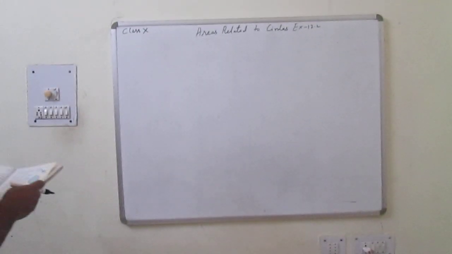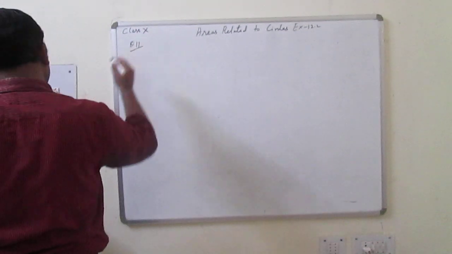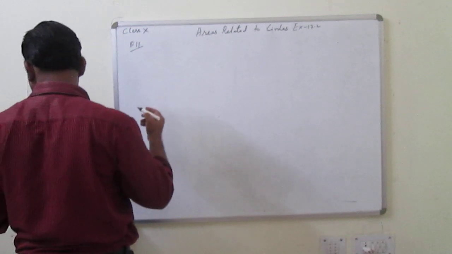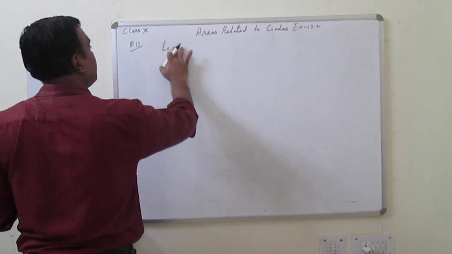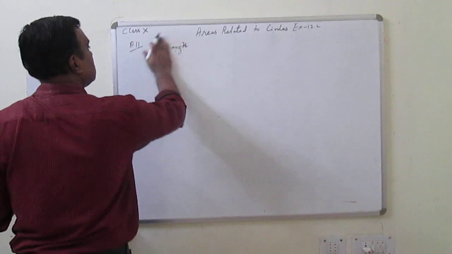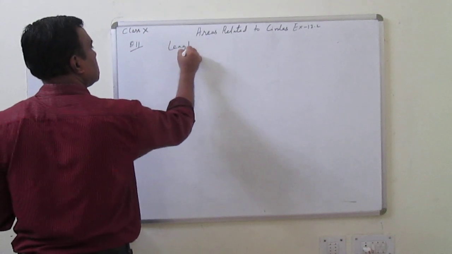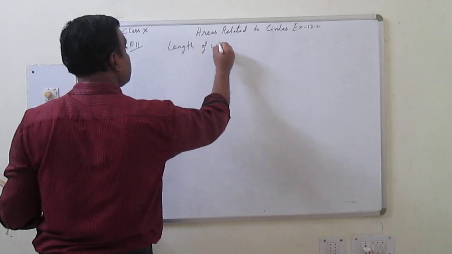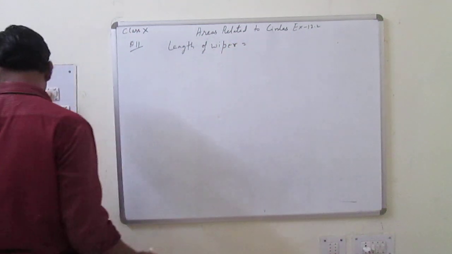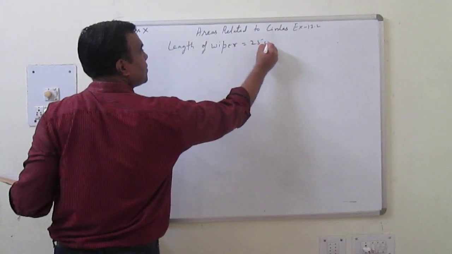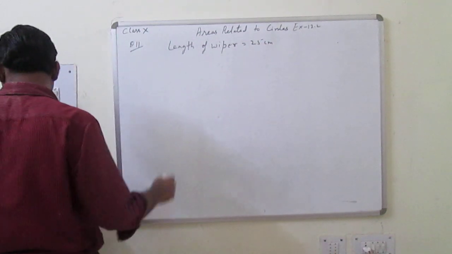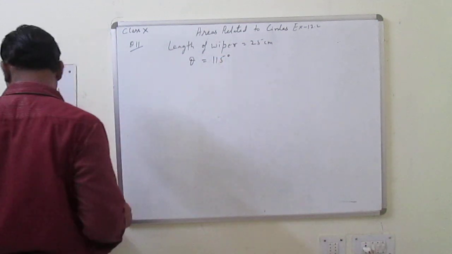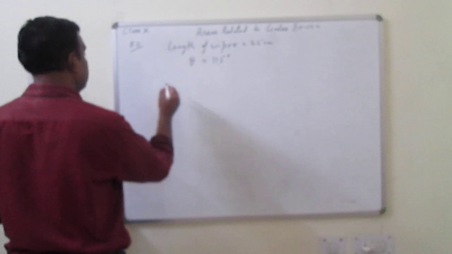Question number 11. A car has two wipers which do not overlap. Each wiper of each blade has a length of 25 centimeter. The angle made by each wiper is 115 degree. Find the total area cleaned at each sweep of blade.